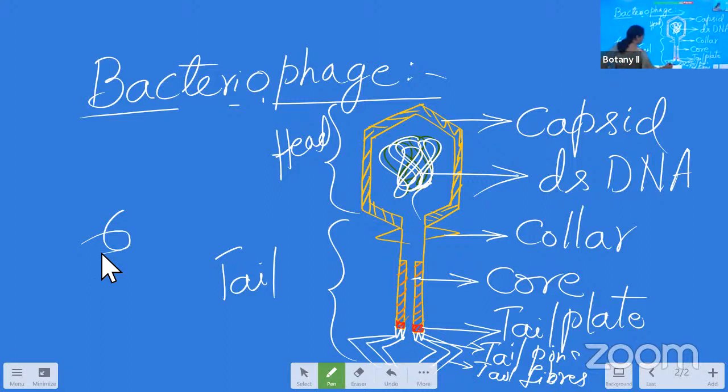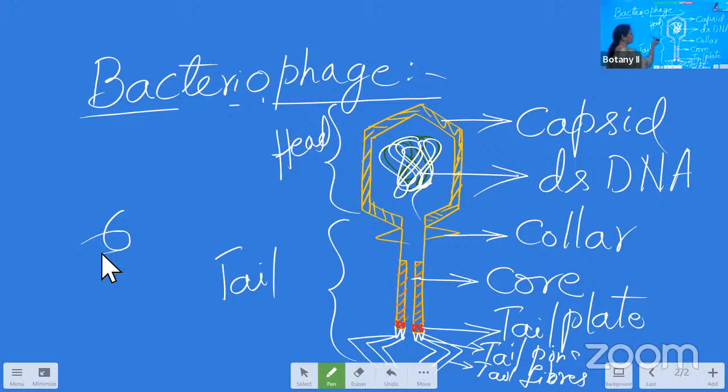The main function of the tail fibers is to hold the host cell, and the main function of the tail pins is to pierce the cell membrane, otherwise the cell wall of the host cell, and make a free entry into the host cell.